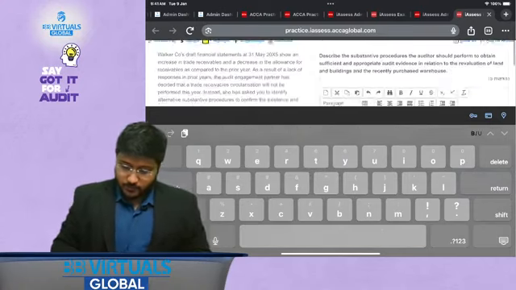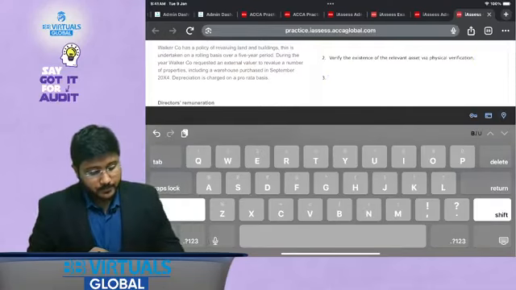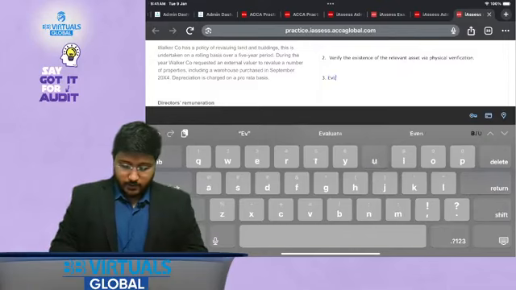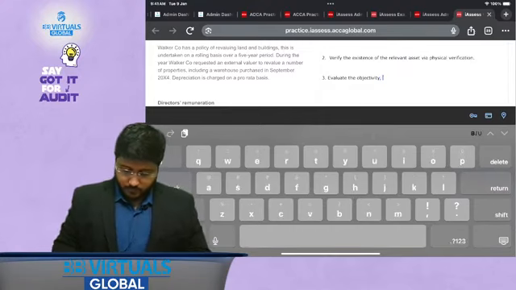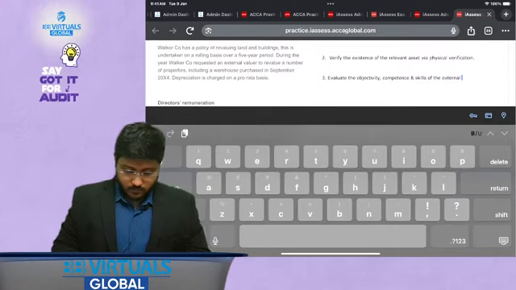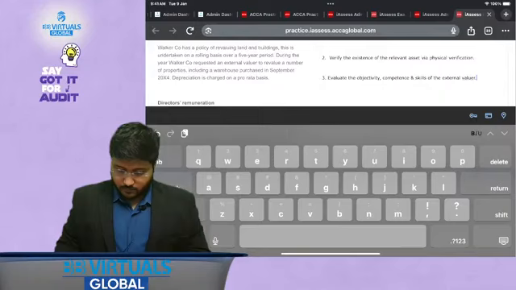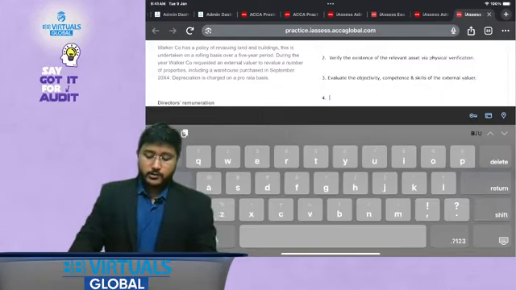How many marks? 5 marks. Third one, evaluate the objectivity, competence and skills of the external valuer. Evaluate the objectivity, competence and skills of the external valuer.